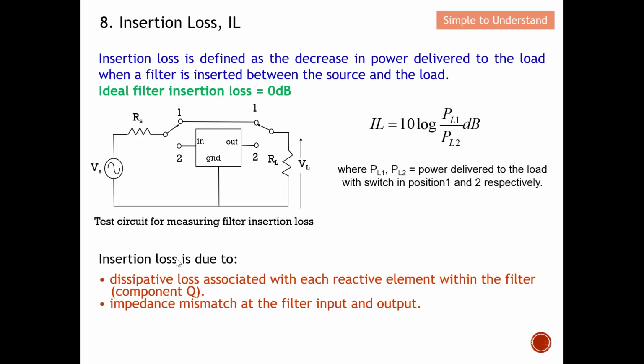Insertion loss is due to dissipative loss, which is associated with each reactive element within the filter, which is the component Q. We also have some form of impedance mismatch. Although we say that 50 and 50 ohm is matched, how can you guarantee it will be exactly 50? How about 50.1, 50.2? There is still some form of mismatch, and because of this, you will have some insertion loss. So basically, this is undesired. In the ideal world, we have an insertion loss of 0 dB, which is not practical in reality.